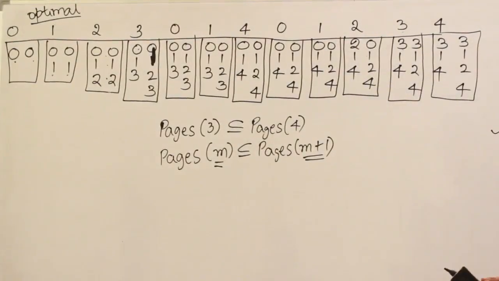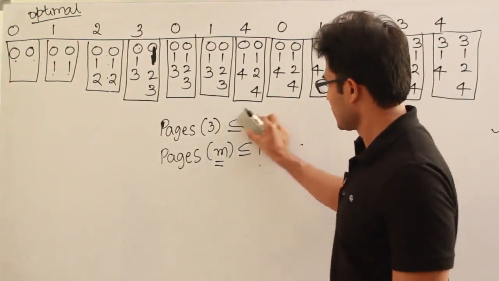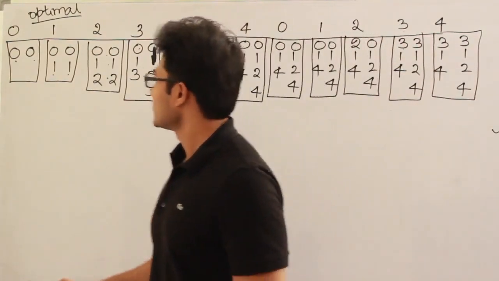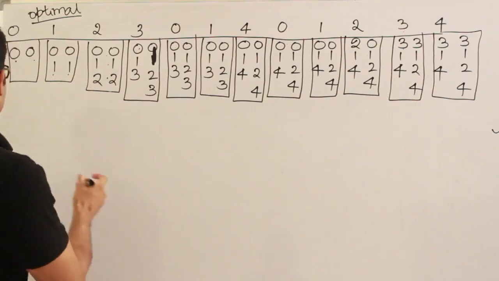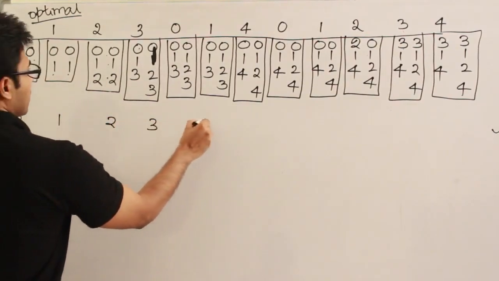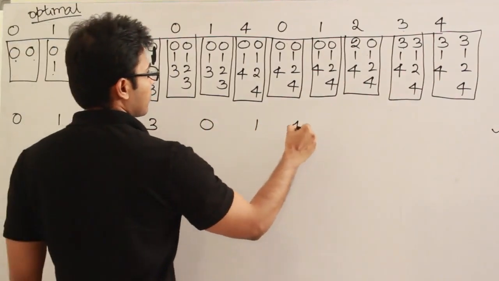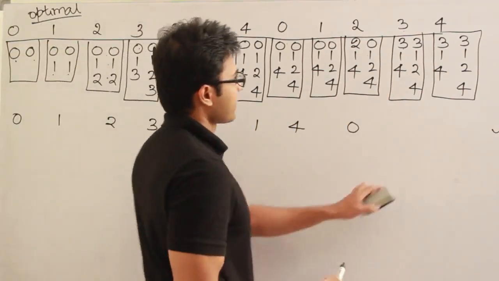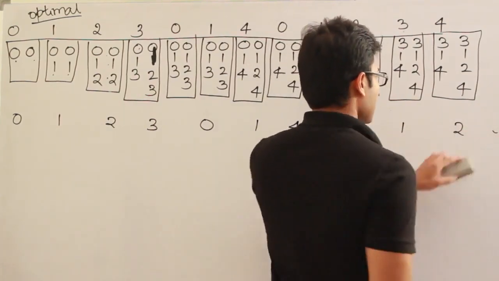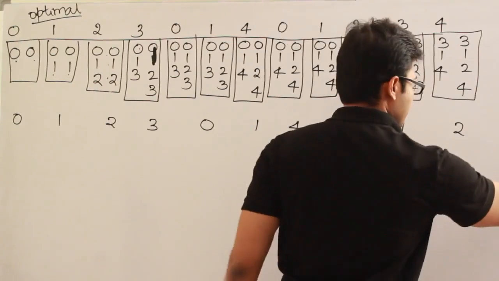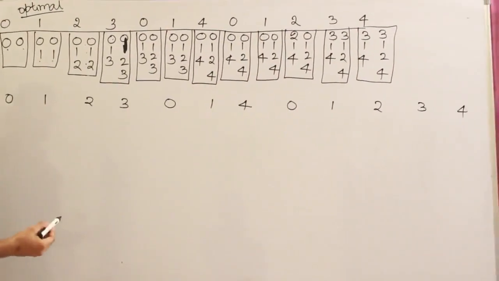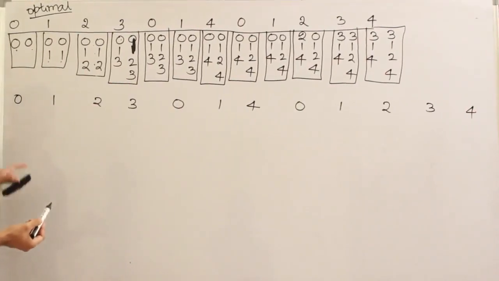Now let's look at the same example using FIFO, first in first out, and examine whether it behaves any differently here, for the same reference string. The reference string is 0, 1, 2, 3, 0, 1, 4, 0, 1, 2, 3, 4. Let's see what happens using FIFO. For FIFO we have to maintain a queue. So let's examine the FIFO algorithm.